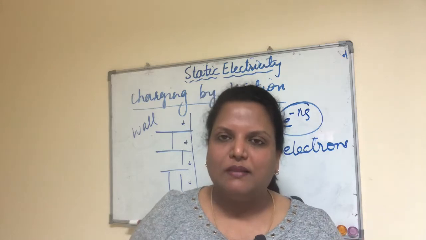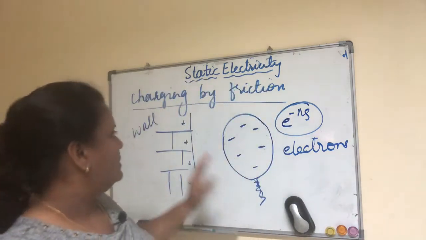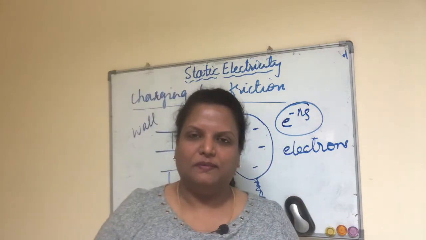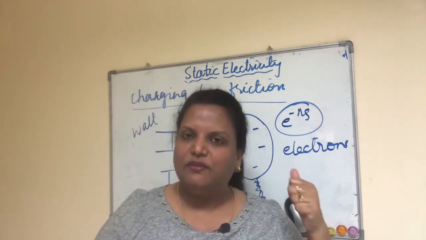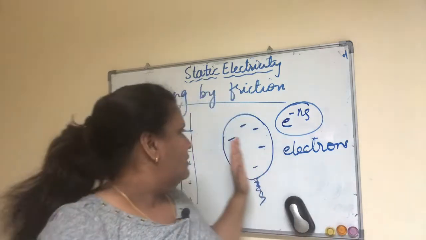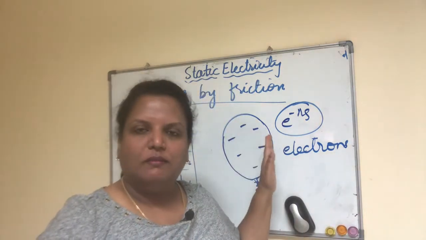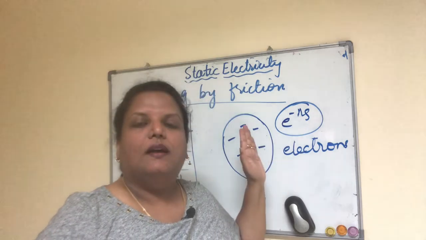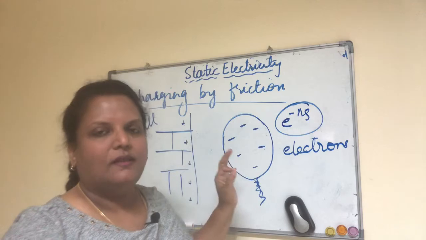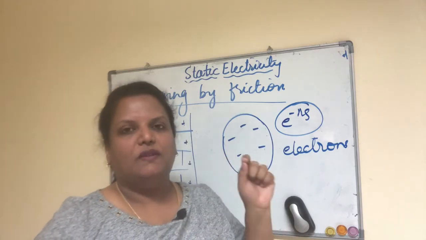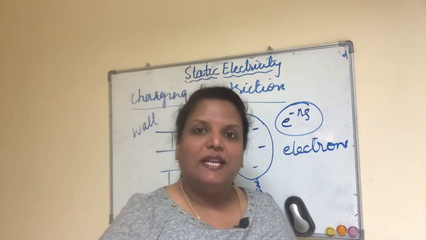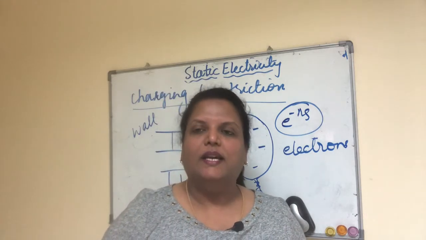Okay, so the atoms which have lost the electrons from here have become positively charged ions. You get it? Two statements here. The frictional force removes the electrons from one object. In this case, the ball loses electrons, the balloon gains electrons. Now, why is it positively charged? Because the atoms that have lost the electrons have become positively charged ions. Clear?